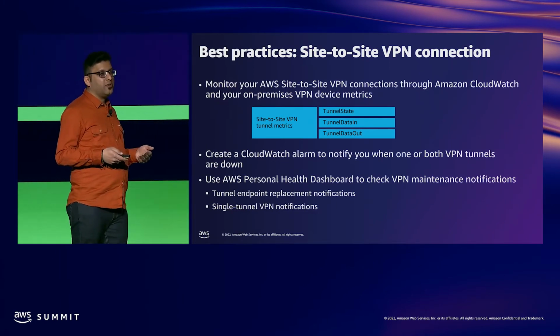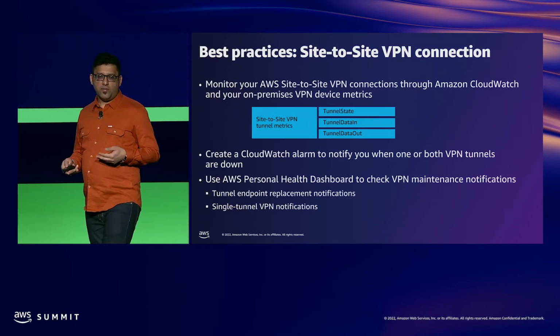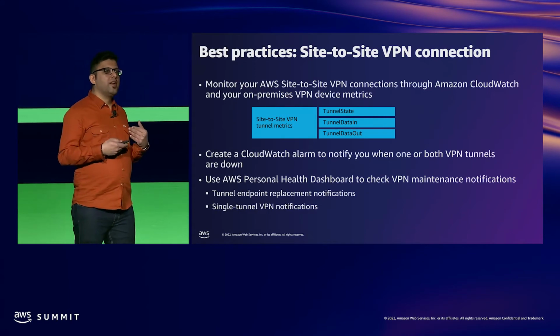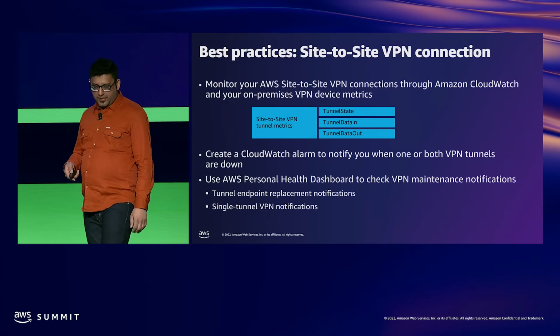On the AWS side, we provide you notifications through your Personal Health Dashboard when you have configured only a single VPN tunnel for your VPN connection, or if we have done some maintenance on your VPN tunnel endpoints, so we can notify you if there was any change made there.